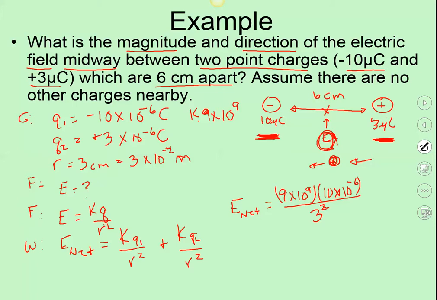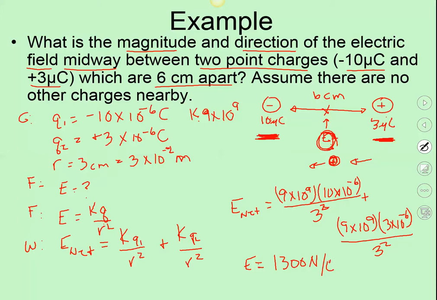Also, please don't forget to square those. That's really important. Plus 9 times 10 to the 9th times 3 times 10 to the negative 6th all over 3 squared. So my net electric field, I'll give you a second to catch up, put that in your calculator, check your work. And you should have gotten 1,300 newtons per coulomb.